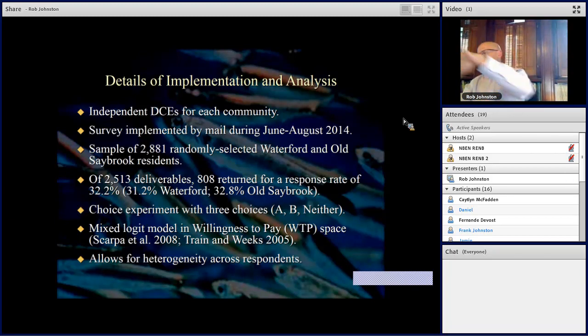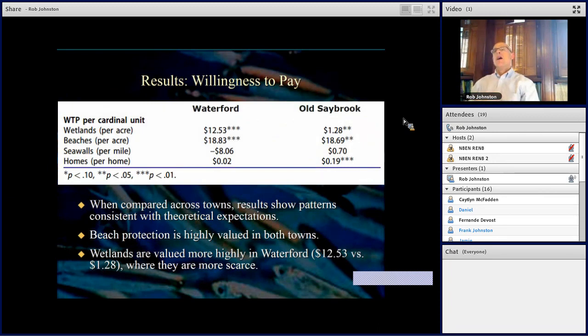Okay, cutting to the chase because we're running a little bit out of time. This is willingness to pay. This basically says how much people would be willing to vote for to increase their taxes each year to protect a certain amount of each of these things. So for example, for wetlands, the typical town resident in Waterford would be willing to pay $12.53 in additional tax dollars per year to protect each additional acre of wetland from loss, and $18.83 for each additional beach acre protected. So right there, you see that protecting beaches is a bit more valuable than protecting wetlands in that town.